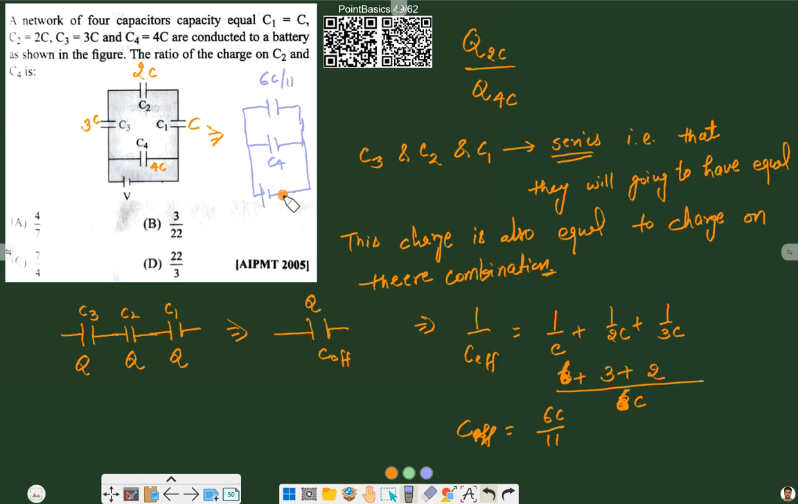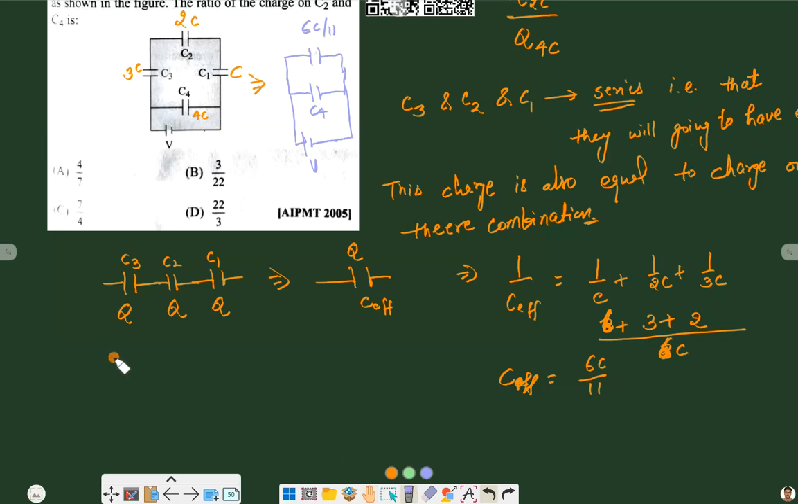Now, as we know, this battery is connected across both of these capacitors, and both of these are in parallel. So the potential across both of these capacitors will be the same. And if we know the potential, we know the capacitance, we can find the charge. So the charge on this capacitor will be C times potential. The capacitance is 6C by 11, into potential, so it will be 6CV by 11.